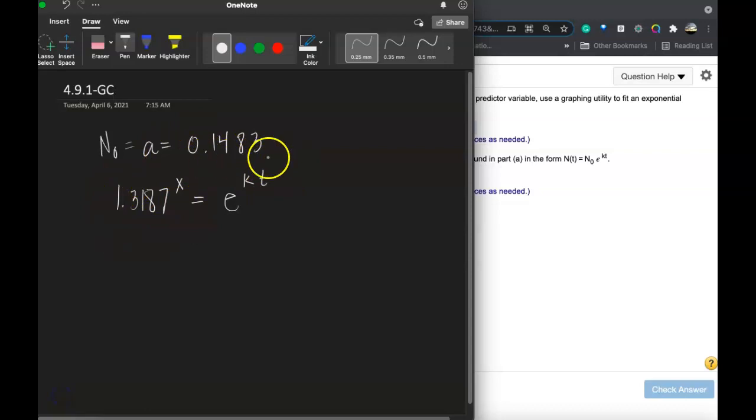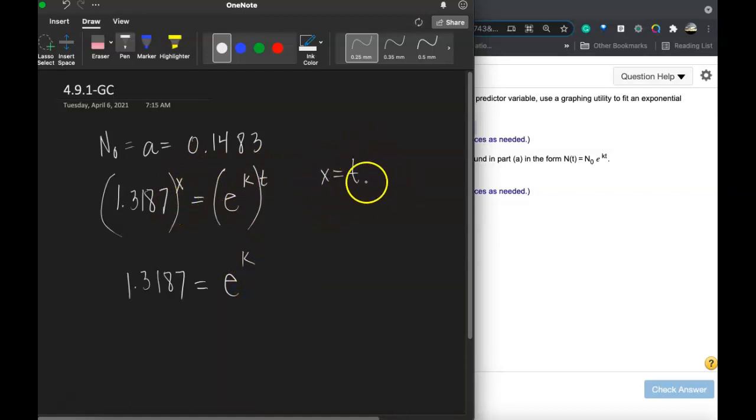If those two initial values are equal, then we can look at just the exponential part of the model, the base raised to the exponent. These must also be equal. Then, using that property of exponents, I could further say this is the base, 1.3187, and here I have a base, e raised to the k. That's assuming that x equals t, and they are equal there in this model. They're both the input or independent variable. All right, so I now need to solve for k.